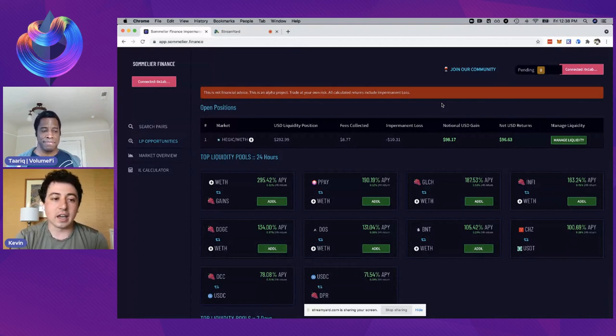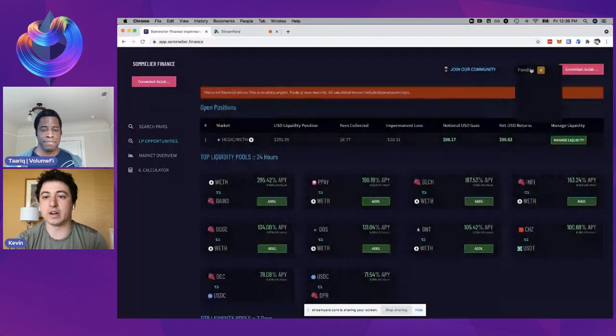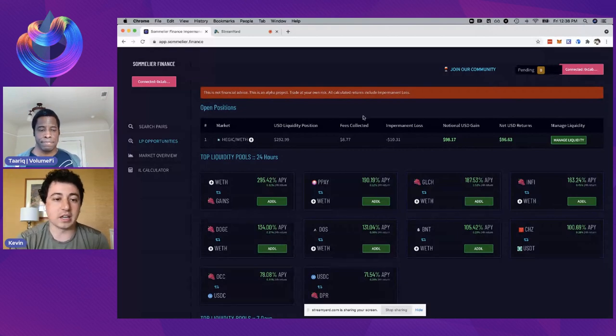Again, just walking through the app, I can see that my wallet's connected here. It's the same address I saw in my MetaMask. I can see that right now I don't have any pending transactions. But when I do want to do something in the app, I will see a pending transaction show up. The first thing I can see, because I've done a little bit already, is I have an open position.